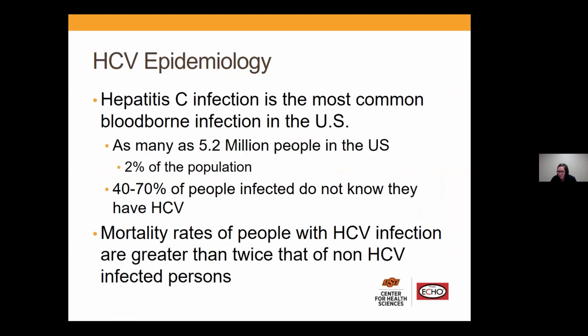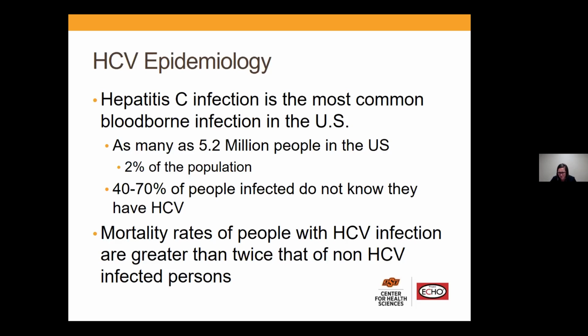So to start out, I'm going to talk about the epidemiology a little bit. Hepatitis C is the most common bloodborne infection in the United States. There's an estimated 2% of the population in the United States that has it, which is about 5.2 million people. About 40 to 70% of people may not even know that they have hepatitis C, although I believe that number is probably going down now because we have better screening rates than we have historically.